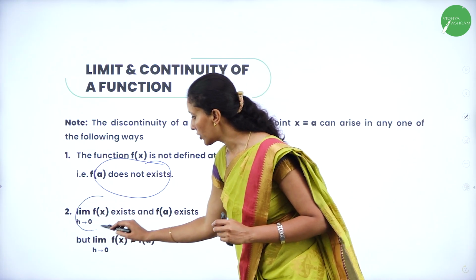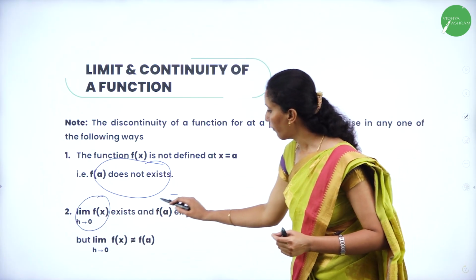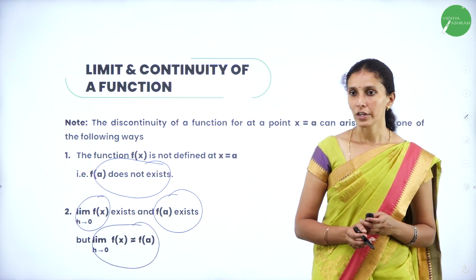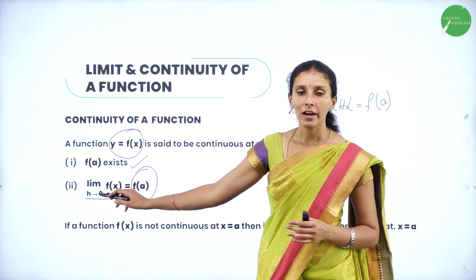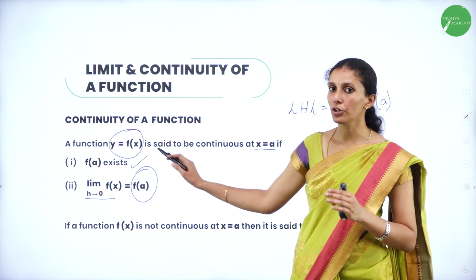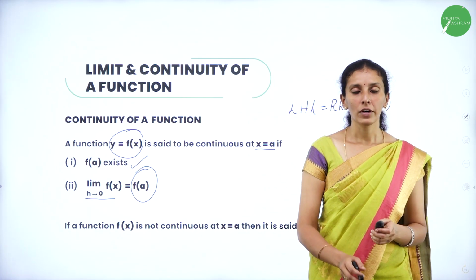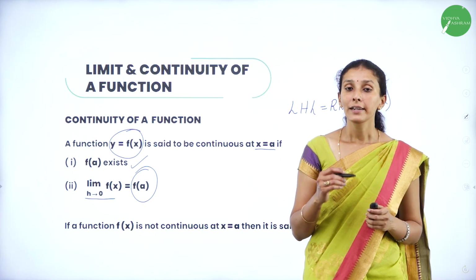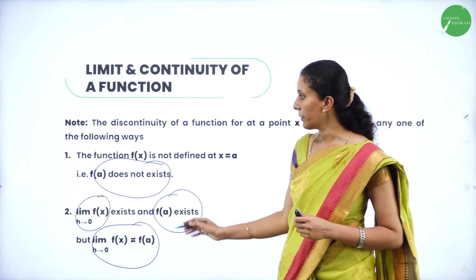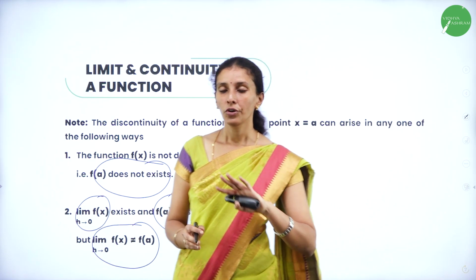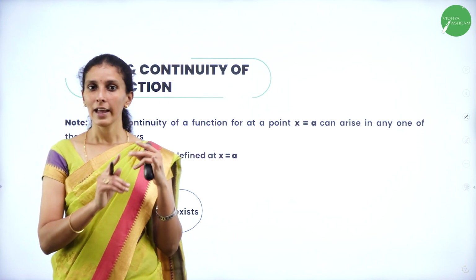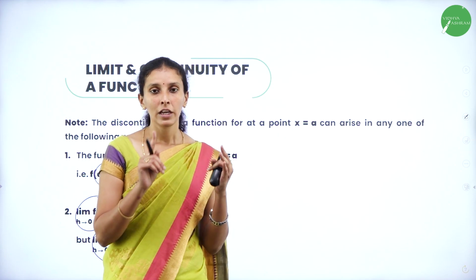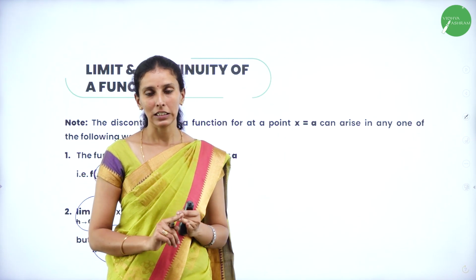The limit of f of x as h tends to 0 also exists, f of a also exists, but they are not equal. What is the condition for continuity? The second point: the left hand limit and right hand limit must be equal to the functional value. But if the left hand limit exists, the right hand limit exists, and f of a exists, but they are not equal, we call it a discontinuous function. So for a function to be continuous, f of a must exist, and the LHL and RHL must be equal to f of a. If not, it is said to be a discontinuous function.